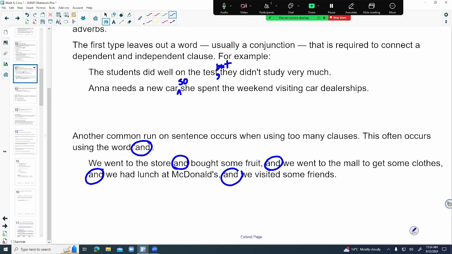We went to the store and bought some fruit. Change that to a period. Get rid of the "and." Then you can start by saying, "Then we went to the mall to get some clothes and we had lunch at McDonald's." Period. Get rid of the "and." "After that, we visited some friends." Okay, so you don't want all that information in one long sentence. You want to shorten it. "We went to the store and bought some fruit. Then we went to the mall to get some clothes and we had lunch at McDonald's. And then after that we visited some friends." So get rid of all the ands. Avoid repetition.